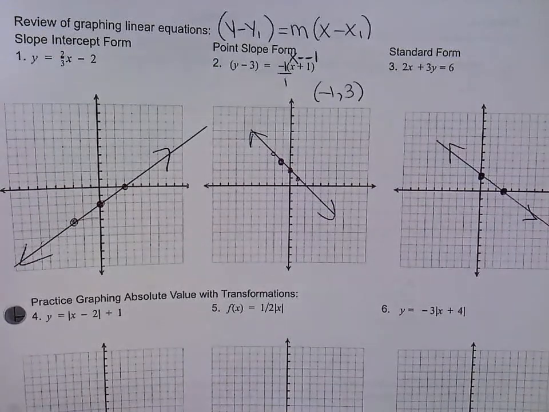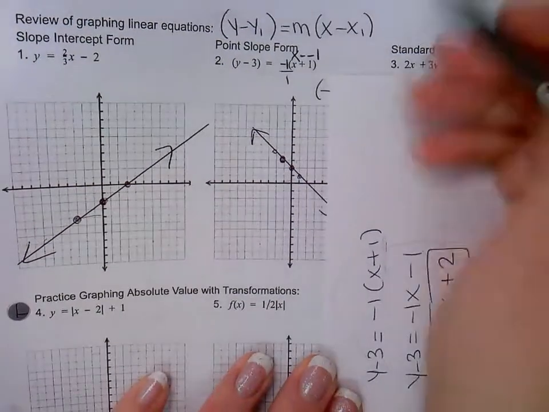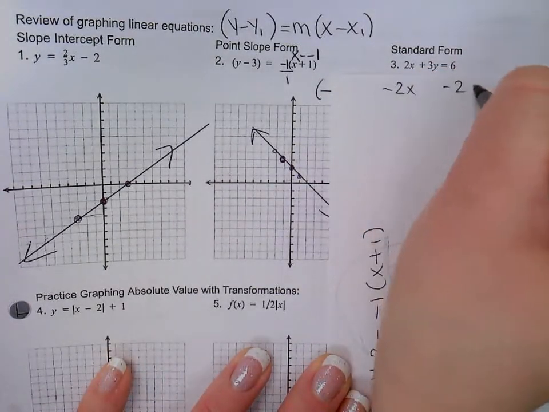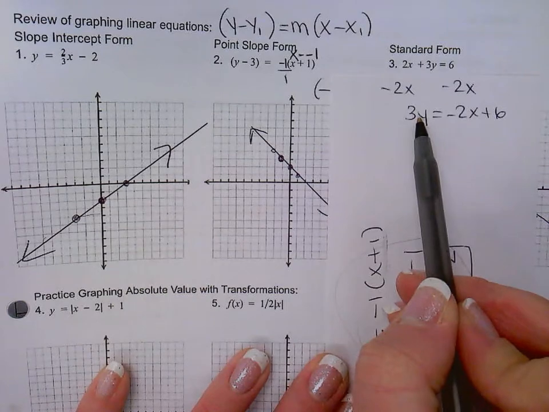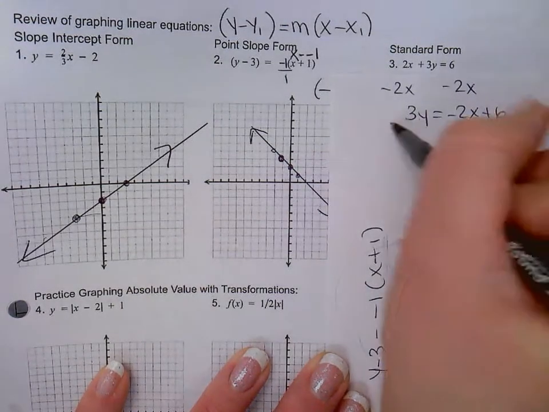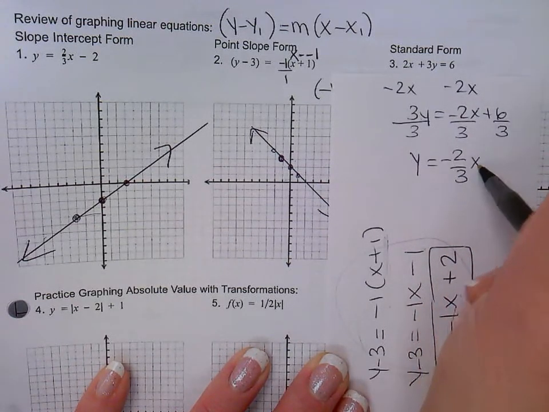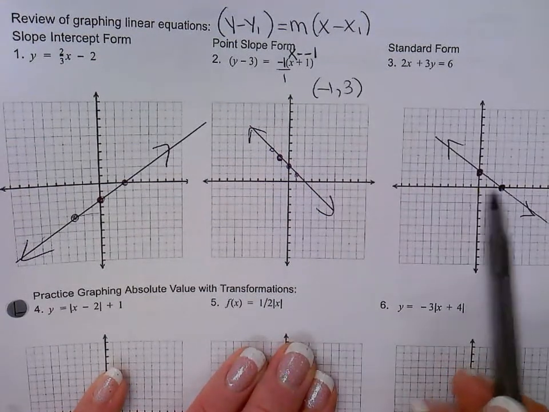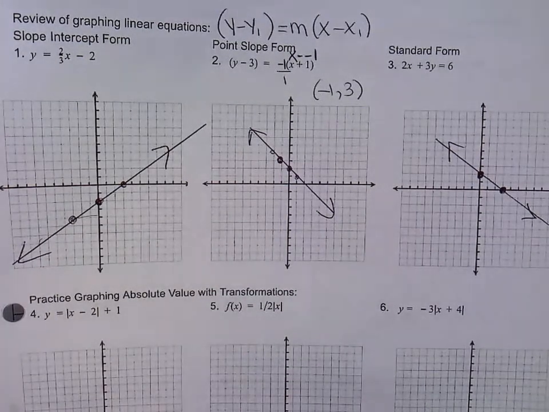So standard form is another way that you can graph your line. And if I show you the proof of what you would do to put this into slope-intercept form, you would subtract 2x from both sides. So you would have 3y now equals negative 2x plus 6, and then you would divide everything through by 3. So y equals negative 2/3 x plus 2, and that's exactly what we graphed. Y-intercept was 2, and the slope was down 2 over 3. So you can also check your answers that way.